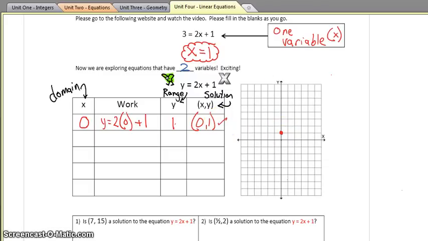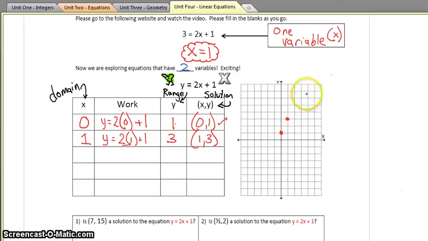Remember, we can let x be whatever we want it to be. The first time, we let x equal 0. This time we're going to let x equal 1, and we're going to show our work. Y equals 2 times 1 plus 1. What is 2 times 1? That's 2. Plus 1, that is 3. What is our ordered pair or solution? That is 1, 3. Plot that point: to the right one, up 1, 2, 3.